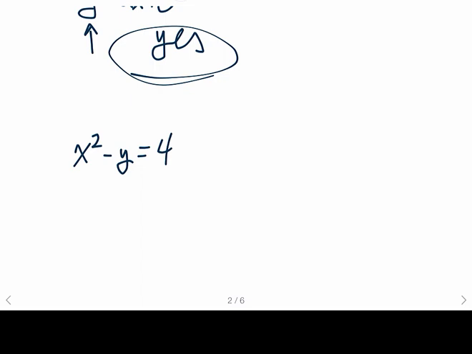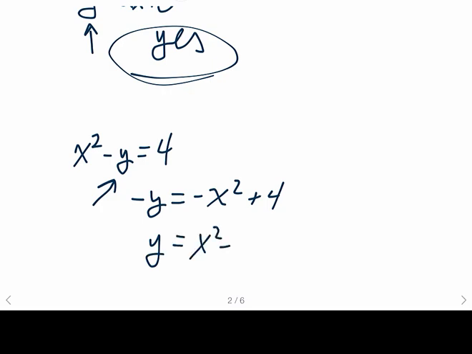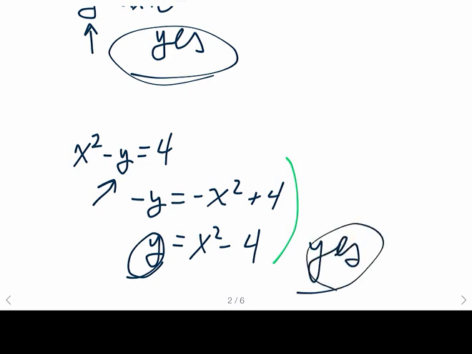For the second equation, we have x squared minus y equals 4. And again, the name of the game here is, can I solve for y easily? Well, if I subtract x squared from both sides, I have negative y equals negative x squared plus 4. And then say multiply by a negative 1 on both sides, I have y equals x squared minus 4. And now I'm able to isolate y, and we did it easily. So the answer here is yes, we have a function.